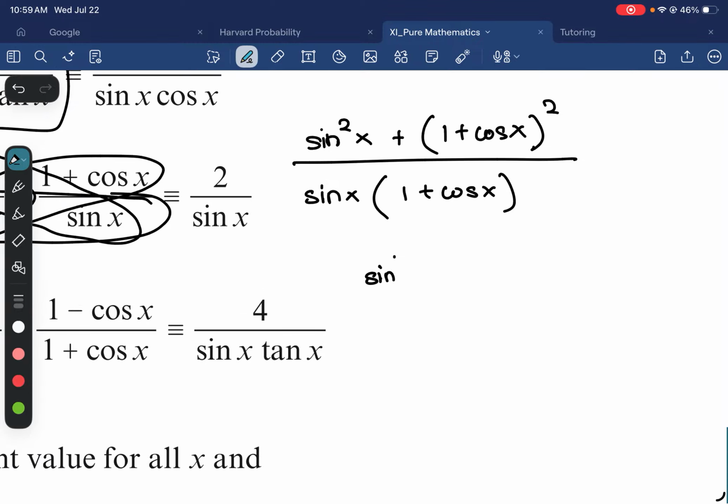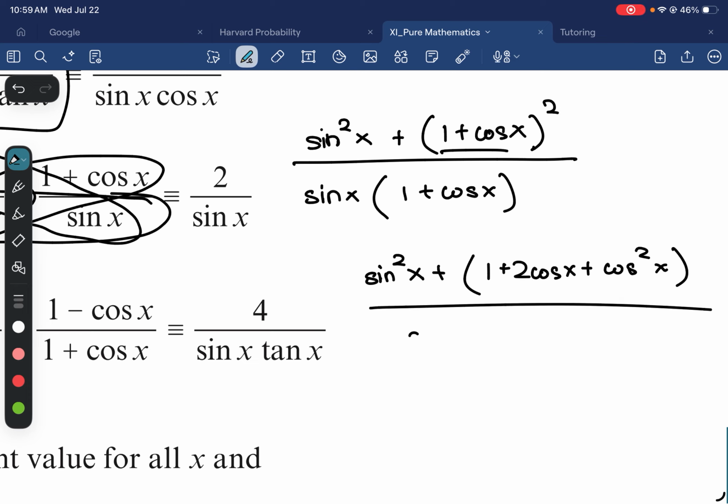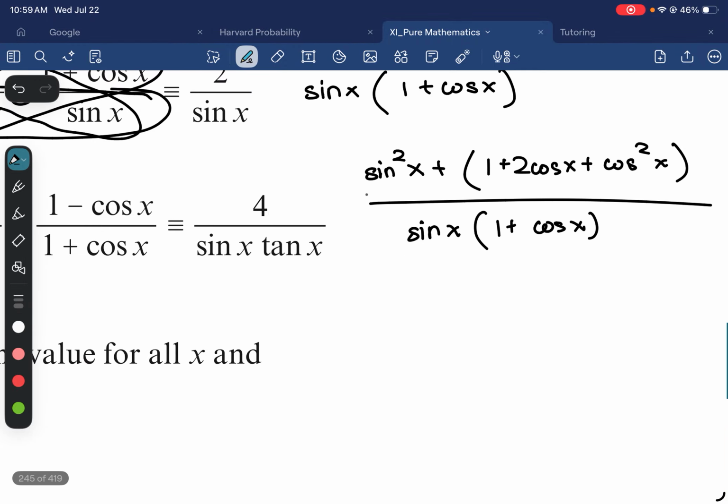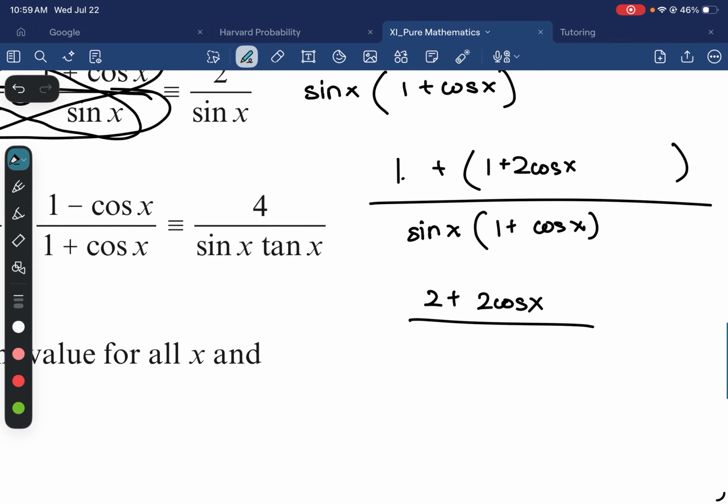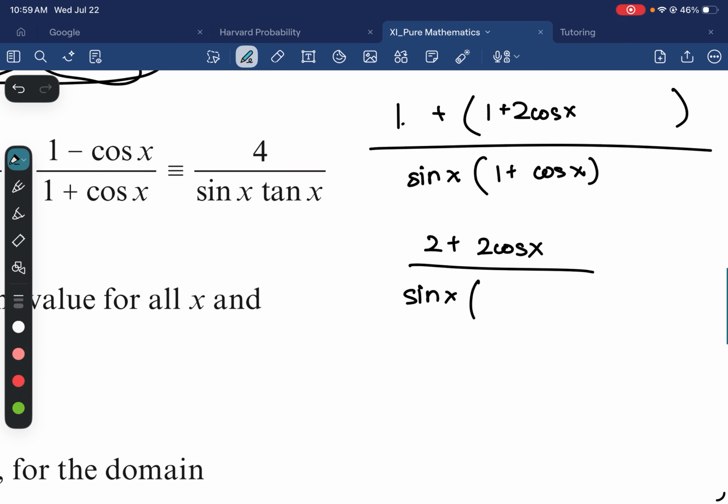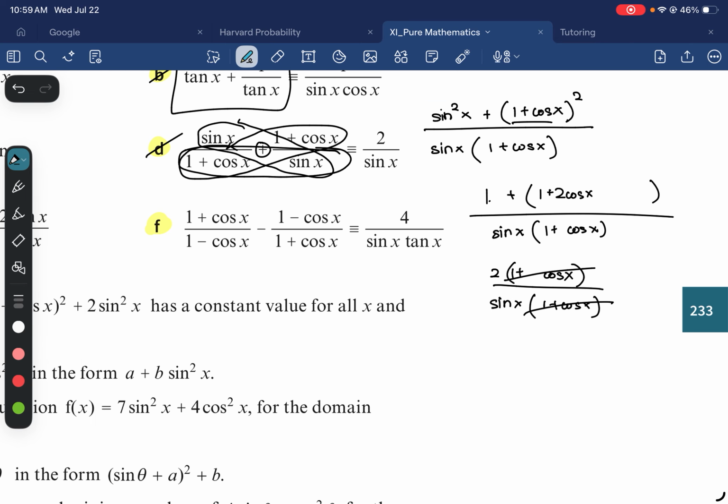So if I simplify my numerator, I get sine squared x plus, if you expand the bracket here, you get this expression. All right, sine squared x plus cos squared x, that is going to give me 1. And I'm going to have 1 plus 1, which gives me 2 plus 2 cos x. If you simplify, the numerator becomes this. And I hope you see why you get that. And I have sine x, 1 plus cos x. And if you factor out the 2 here, you have 1 plus cos x in the numerator as well. So these will cancel out, and you get 2 over sine x, which is exactly your right-hand side.